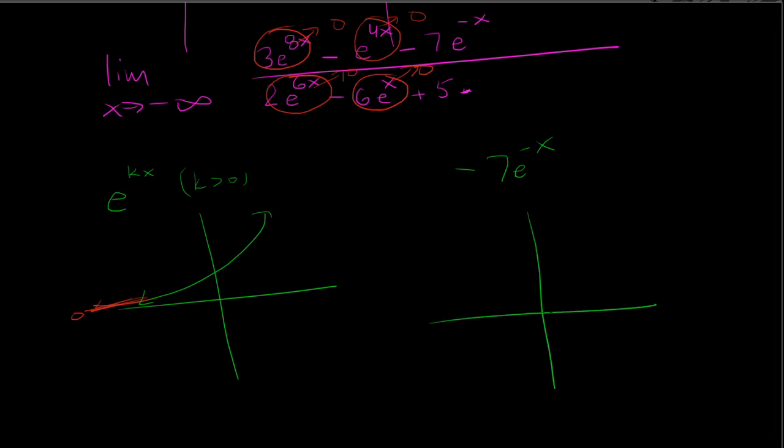That's going to be something like this. And as x approaches negative infinity, y also approaches negative infinity. So this thing approaches negative infinity, and you have 5 in the denominator, so this whole thing should go to negative infinity.